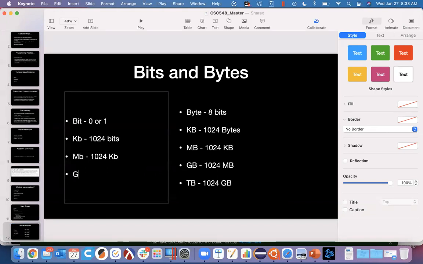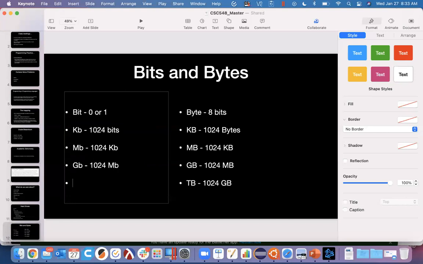We have a gigabit, which is 1,024 megabits. And nobody really says terabit yet, but it's a real thing. So we'll say 1,024 gigabits.